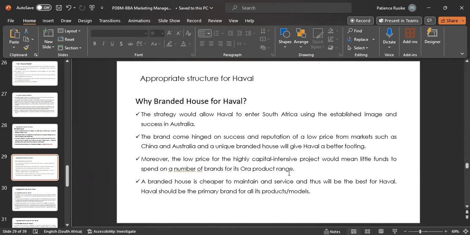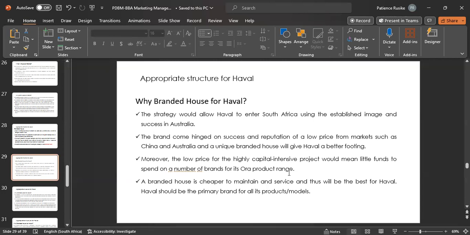Right. So because you're using a single brand and a single marketing strategy, the cost of marketing, I think we've mentioned those advantages, the promotional costs, etc., they become low. So once you are able to maintain a low cost, it means even the price that you pass to your customers will also be low. And that will help you to penetrate the South African market.